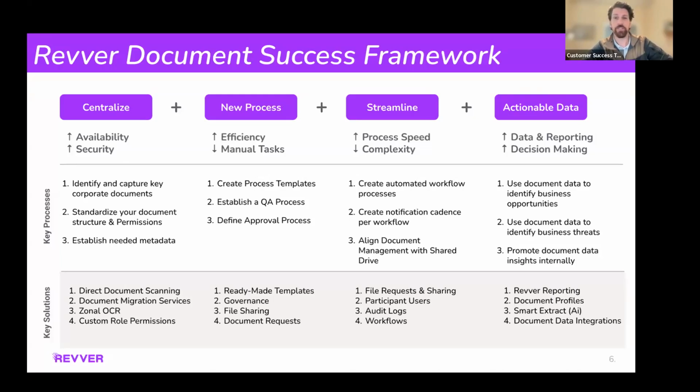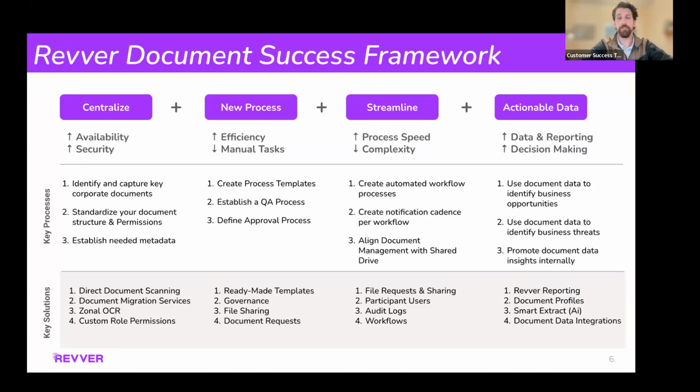Then we go into new processes, identifying how you're currently doing things within your organization and how to help you to be more efficient and decrease some of those manual tasks with things like ready-made templates, document requests, and other processes. And then later in the framework, we get you to streamline that data and increase your processing speed and decrease the complexity within your organization. So things like workflow, some automated processes to help streamline those processes from A to Z.